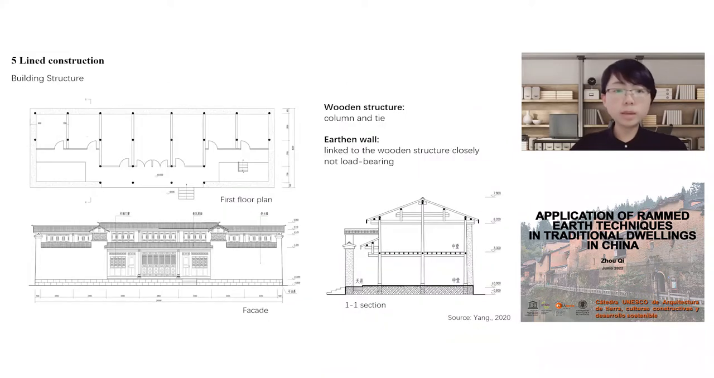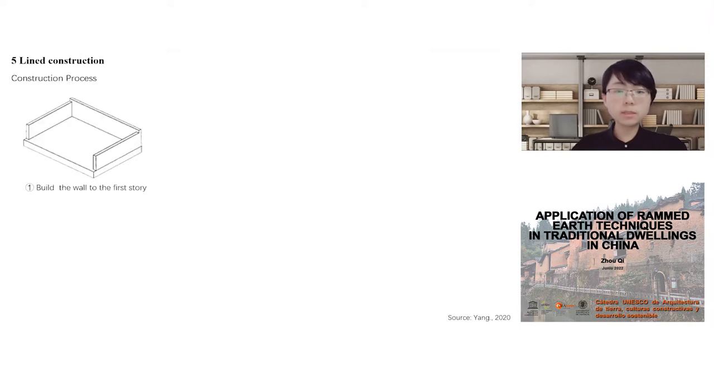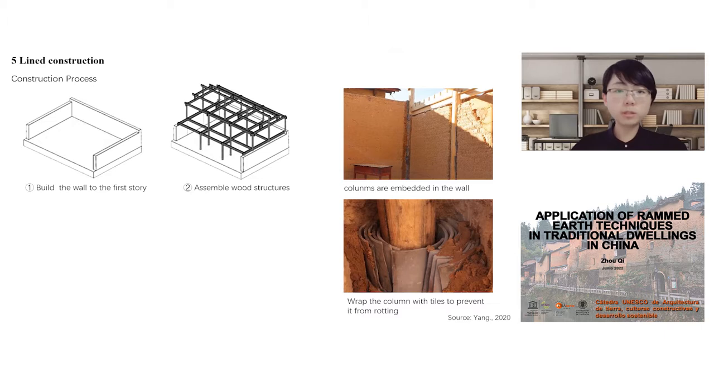Dwellings here are always two stories high, with a load-bearing wooden structure inside and an earthen wall outside. They are closely integrated with each other because the wooden pillars here are embedded in the wall. Here is the construction process. Firstly, build the wall to the first story. Then comes the wooden structure. The wooden structure is similar to the one in Zhejiang province. They are assembled on the ground and then pushed up, so it must be finished as a whole.